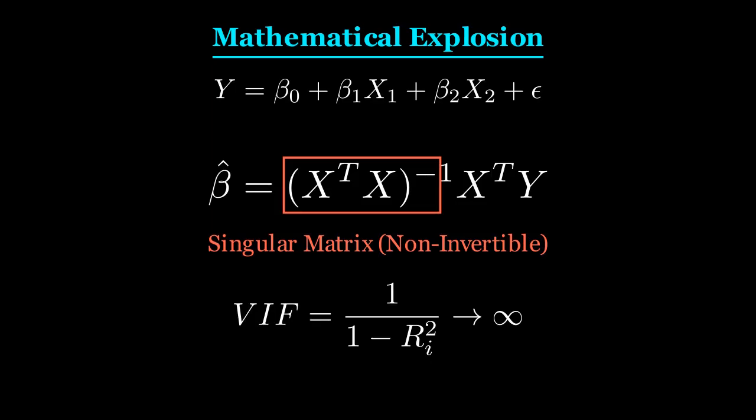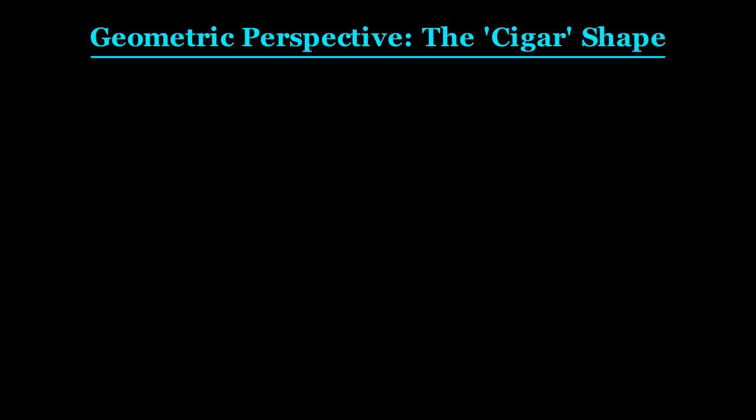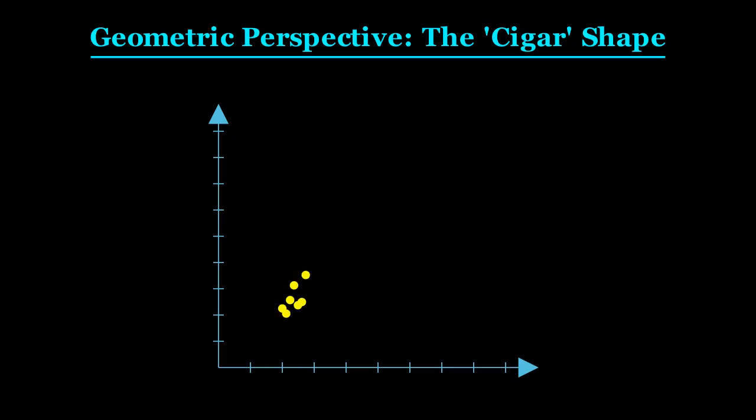Section 1. The geometric perspective of redundancy. Let's visualize a 2D dataset where x and y are highly correlated. The data points form a narrow, elongated cigar shape. In this scenario, trying to distinguish the individual contribution of x versus y to a target variable is like trying to balance a scale with weights that are glued together.